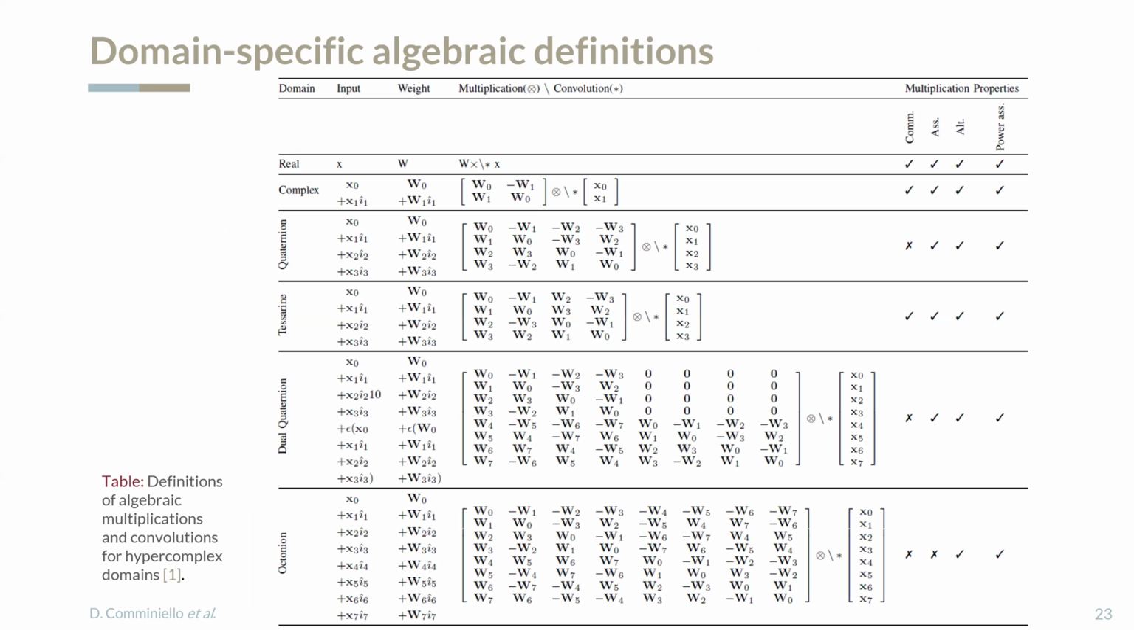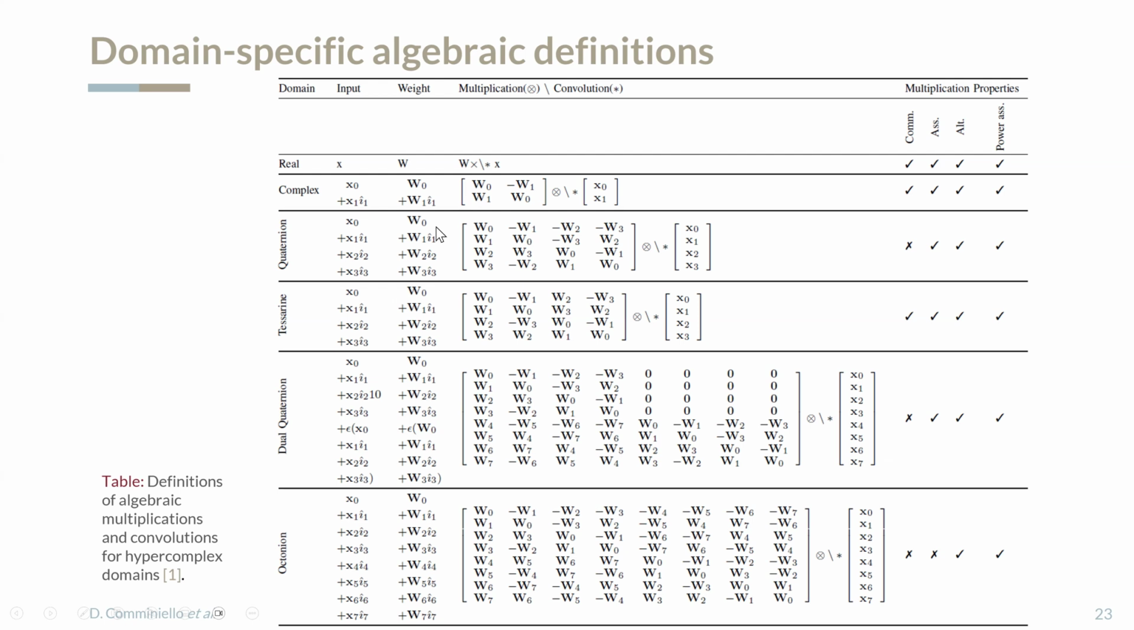So this is a table representing the domain-specific algebra definitions. We have the real-valued domain and the complex-valued domain, in which we have all the properties. We have the quaternion, in which we lose commutativity, and then we also have the dual quaternion, an extension of quaternion, and octonions, in which you also lose associativity, and so on.